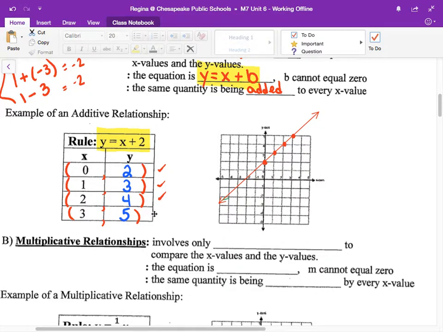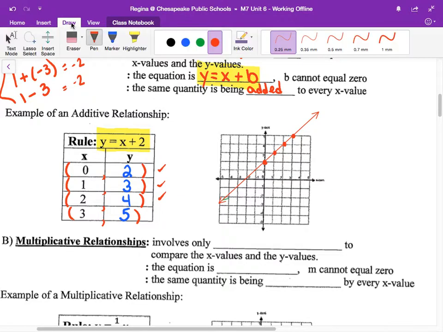If we had graphed one of these and made a mistake and said the baby went over 3 but fell down, do you see how that point is not on the line? We would have known this is wrong. We did something wrong. All of them are going to fall on a straight line. When you get a ruler or a straight edge, you're going to connect them, and every one of them is going to be on that line. That's an additive relationship right there.